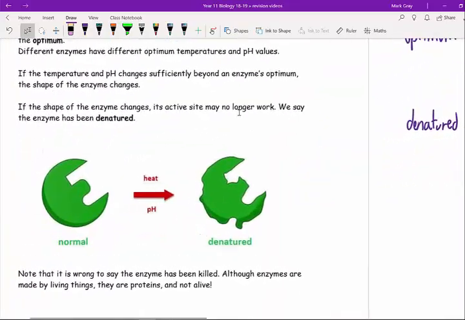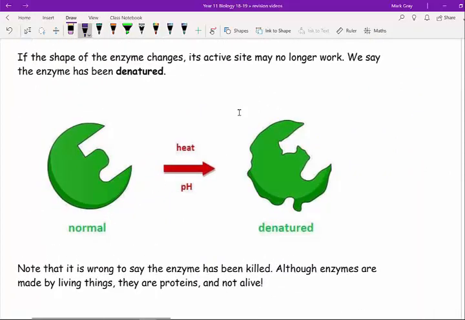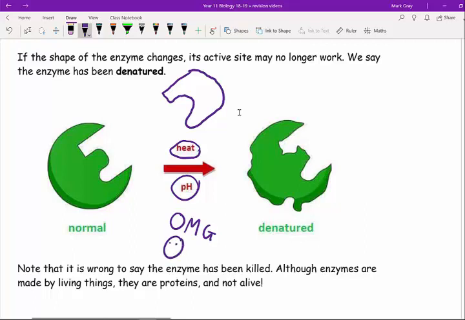So here's what we've got. Now, this is basically showing what a denatured enzyme looks like. So imagine we're a little substrate. A little substrate could come along, and if it has this shape, it would fit in perfectly. But imagine, are you ready for this? The temperature gets too high, or the pH gets too high. OMG, what a disaster. Now if that happens, the poor little enzymes get denatured.